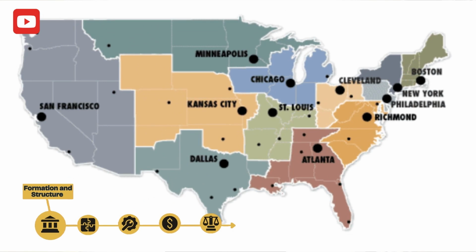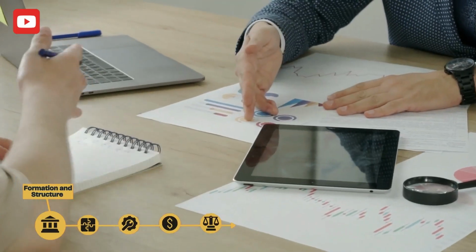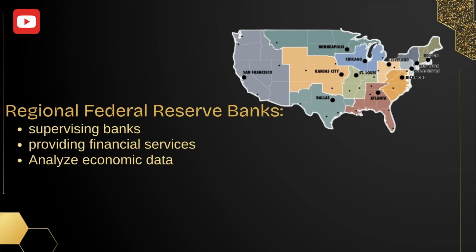This system is not just one big bank in Washington. It is a decentralized system. That means it consists of a central Board of Governors and 12 regional reserve banks distributed across the country. These 12 regional banks allow the Fed to better understand the local economy. Each of these 12 banks serves its region by supervising banks, providing financial services, and gathering economic data. This decentralized structure empowers each district.